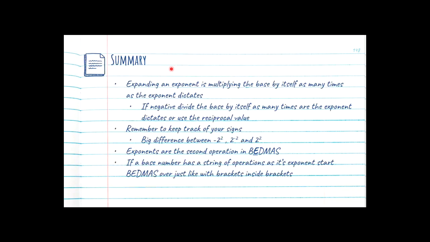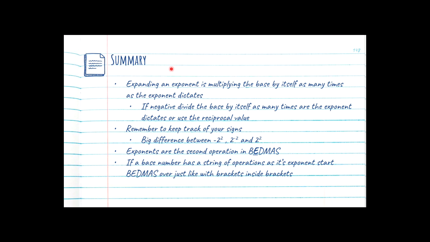So, expanding an exponent is multiplying the base by itself as many times as the exponent. Again, if we look at an example, let's take 3 to the power of 4. The base is the bigger number, and the exponent is the smaller number that's above it.